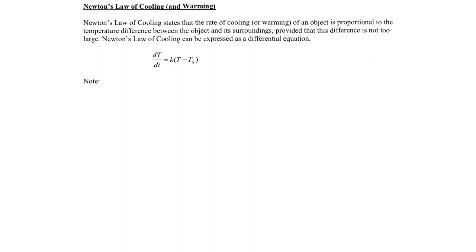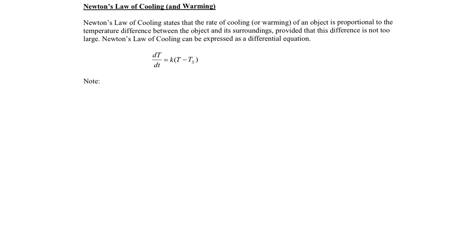Newton's law of cooling states that the rate of cooling or warming, it works for cooling and also for warming, of an object is proportional to the temperature difference between the object and its surroundings, provided that this difference is not too large. And it does have limits. It fails to predict accurately if the difference is too large, but we're not going to worry about that for now.